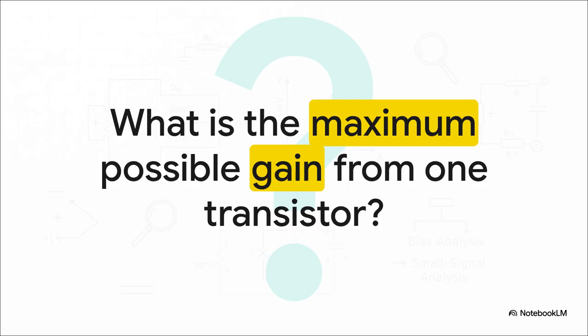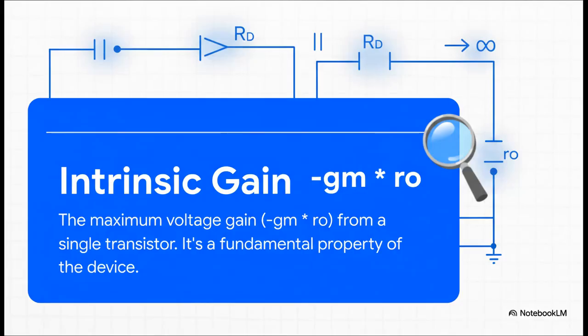What would be left? Well, if RD becomes infinite, the math simplifies beautifully. The total resistance just becomes RO. So the absolute maximum gain is just minus GM times RO. We call this the intrinsic gain. It is the performance ceiling of the transistor itself, baked into its own physics. You literally cannot do any better than this with a single device.